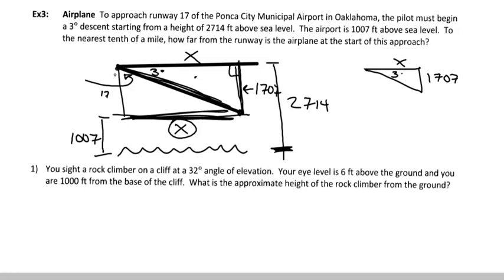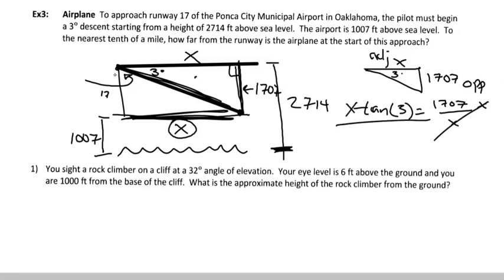What sides am I working with? Opposite and adjacent. What trig ratio uses opposite and adjacent? Tangent. Tangent of 3 degrees equals opposite over adjacent. At this point, we have to multiply by x and divide by tan of 3. Divide by tan of 3. So let's see what we get then.